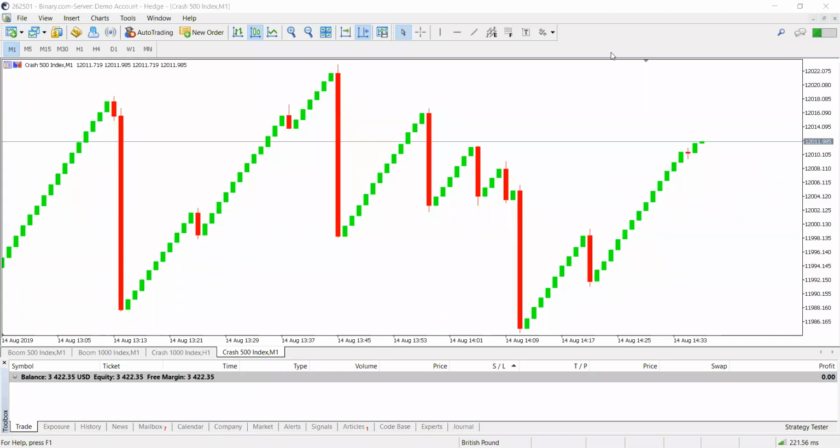Hello, I want to show you the strategy here. My name is Mrs. Money, and I would like to show you a strategy on how to trade the Crash 1000 and the Boom 1000 from binary.com. Also Crash 1000, Boom 1000, and Boom 500 from binary.com.